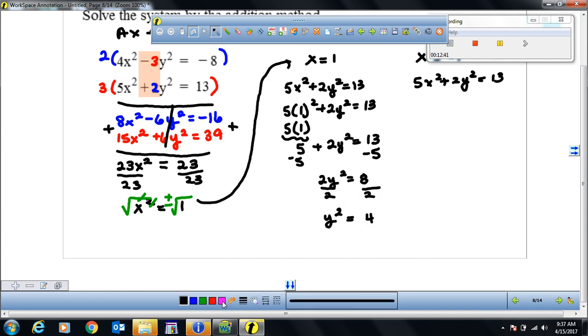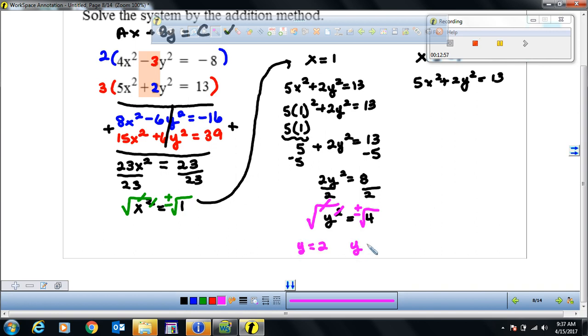Then to get rid of the square, we're going to take the square root on both sides. But if I do that, then this cancels and we have to put a plus and a minus. And we already know that the square root of 4 is positive 2, so y equals positive 2, or y equals negative 2. So you see right here we get 2 points of intersection. These two equations intersect at the point x equals 1, y equals 2, and x equals 1, y equals negative 2.